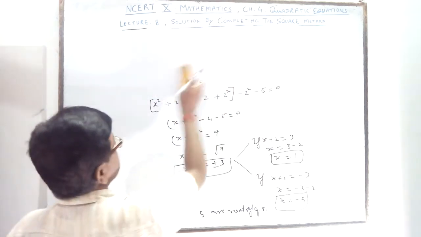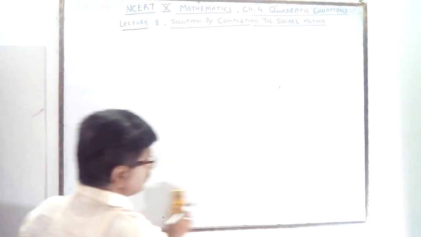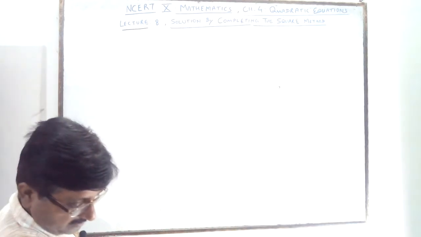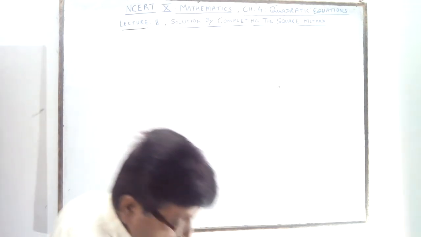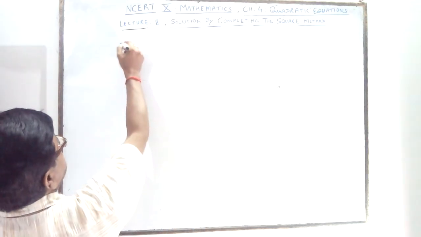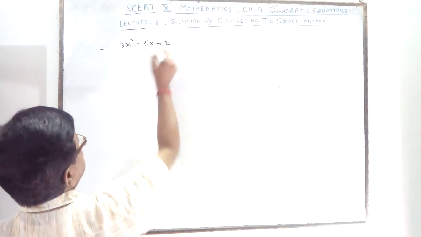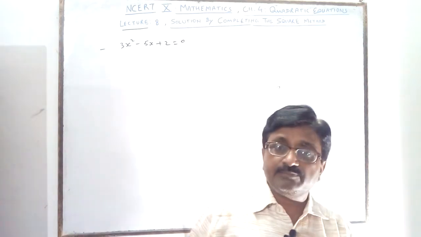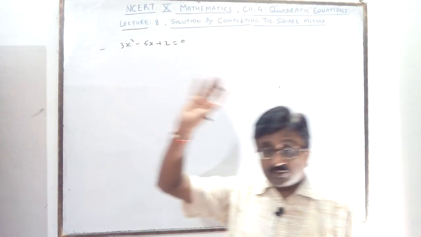Next example you see. Next I am saying, one more example is given: 3x square minus 5x plus 2 is equal to 0. Solve it, factorize it by the completing square method. Simply, very simple. What is the rule I have told?